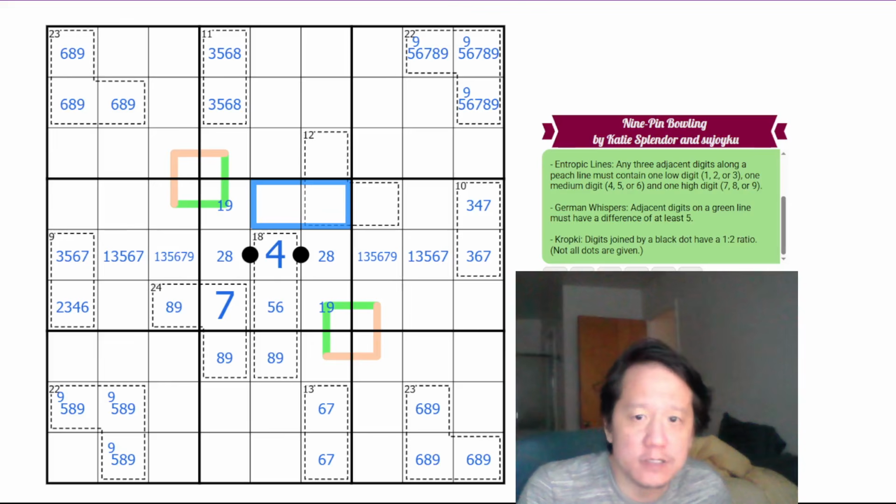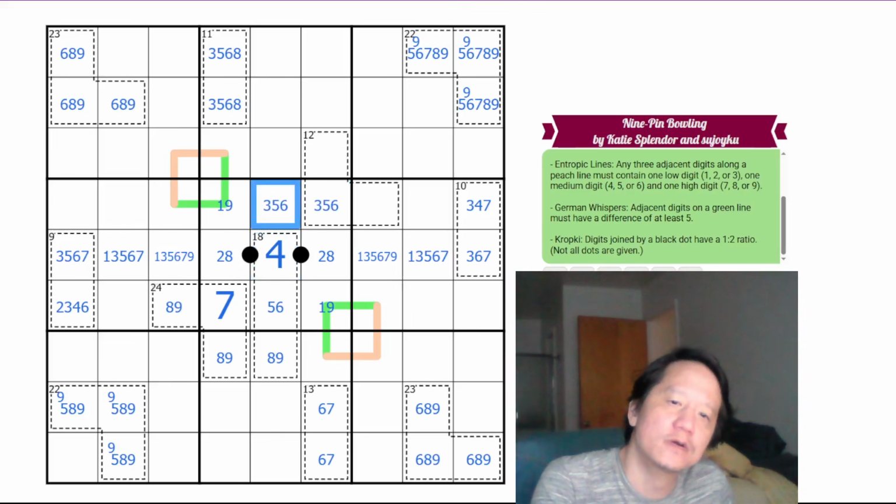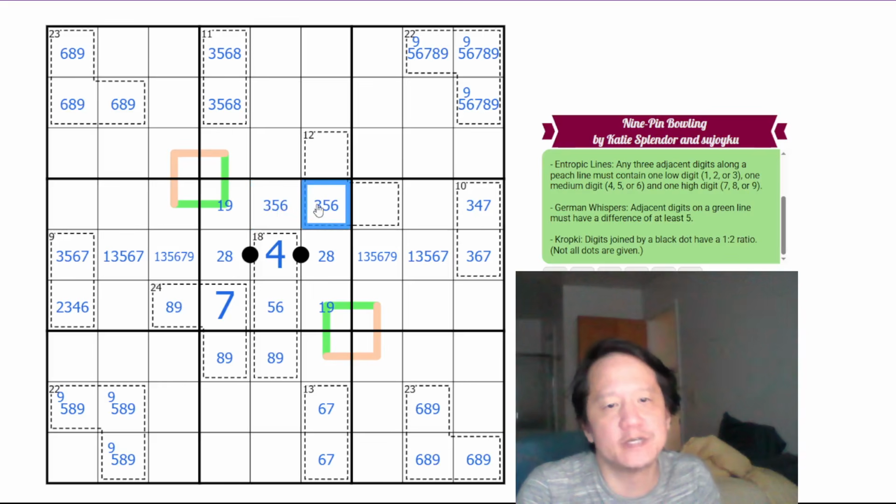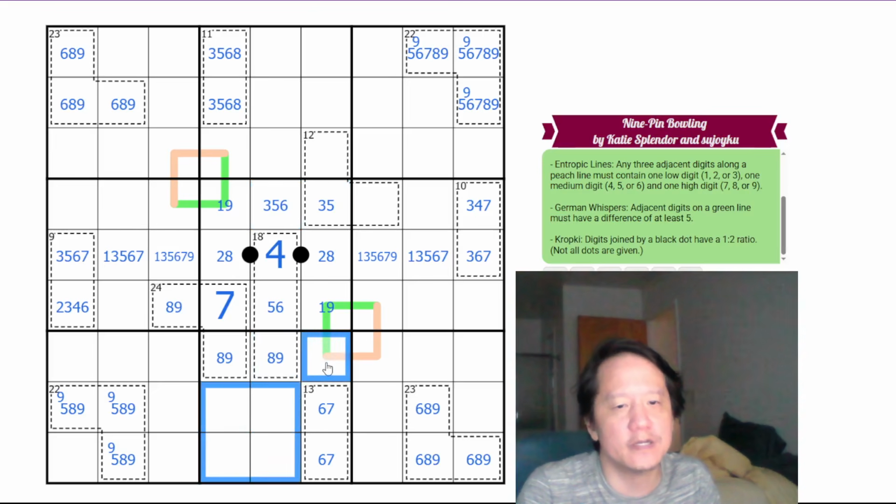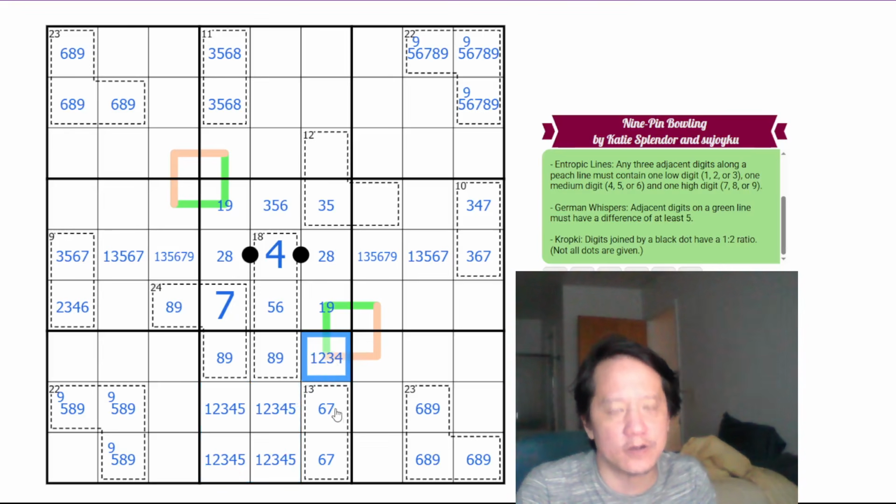Remaining digits of the central box are 3, 5, and 6. Therefore, this can't be 6 because of a 6, 7 pair in the column. Remaining digits in this lower central box are 1 through 5. So this cannot be 5 here because 5 can't be on a whisper 5 line.